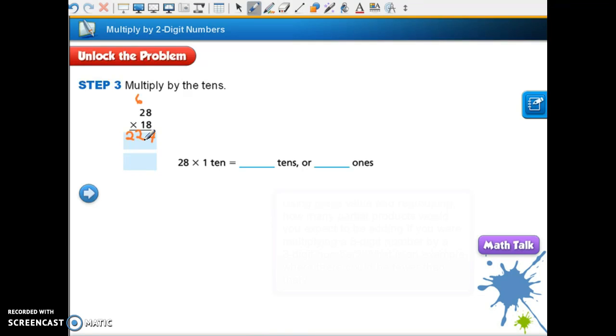224 first. Now, we're going to multiply by our tens. So we don't have anything in the ones place. You can put an X, or you can put a 0. And then we're going to multiply. 1 ten times 8, and 1 ten times 2. Okay, so 28 times 10 is 28 tens, or 280 ones.